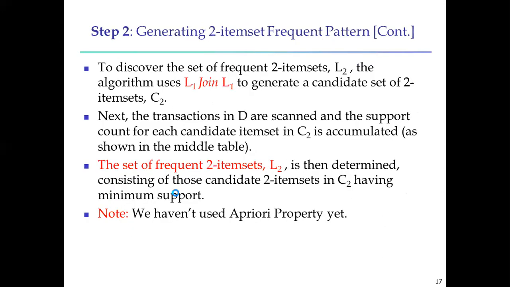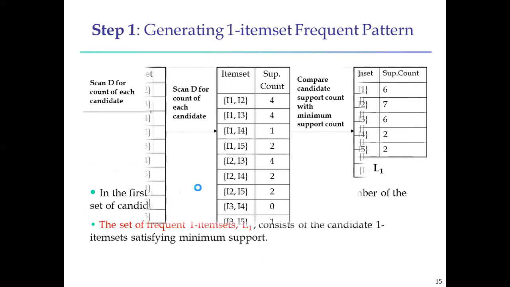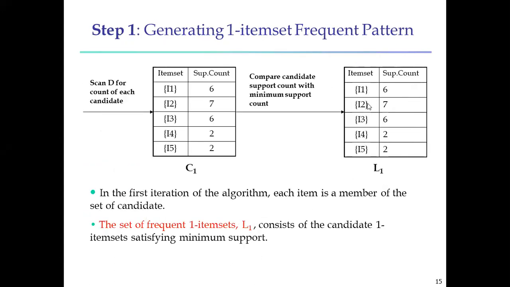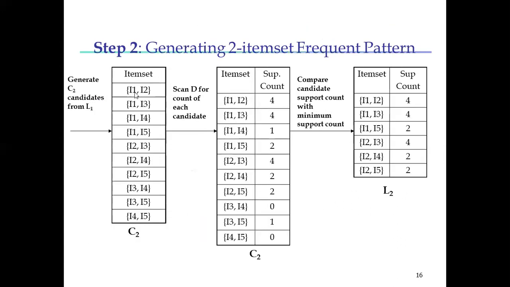So how will this join operation be done? I1 joins with 2, 3, 4, 5. I2 joins with 3, 4, 5. I3 gets joined with 4 and 5, and I4 joins with I5. This is the join operation. That results in I1 with 2, 3, 4, 5, I2 with 3, 4, 5, I3 with 4, 5, and I4 with 5. So this is the generation of C2 by joining L1 with L1.